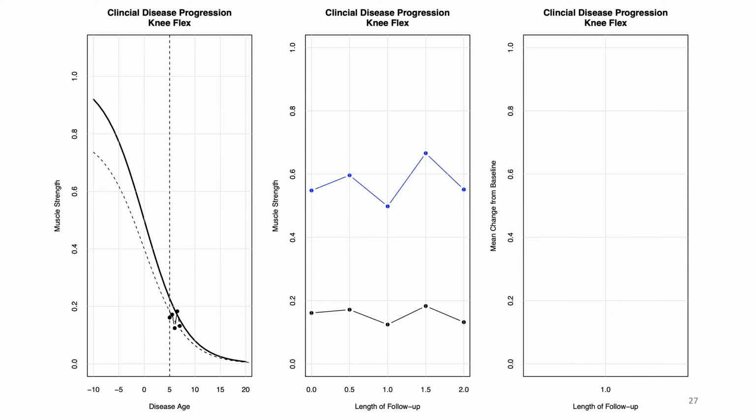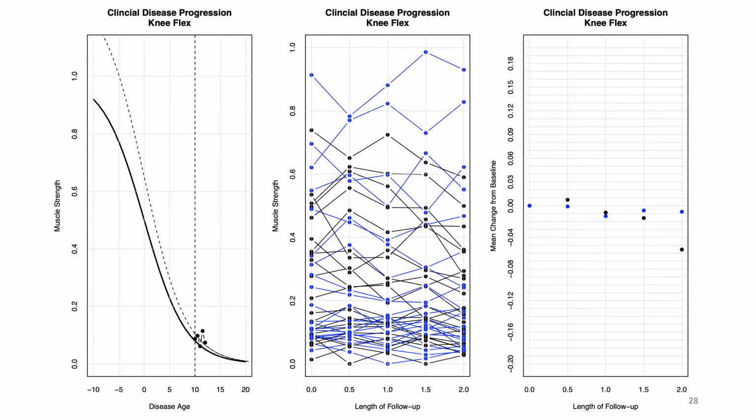We can do this again for another subject. This is a placebo subject. We enrolled them about 5 years post onset, disease age 5. This is an individual who had a little bit less strength than the average person on this muscle. And we record their values a little bit below 20% across them.